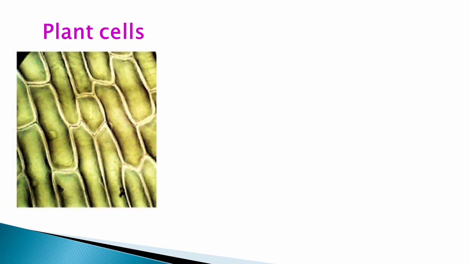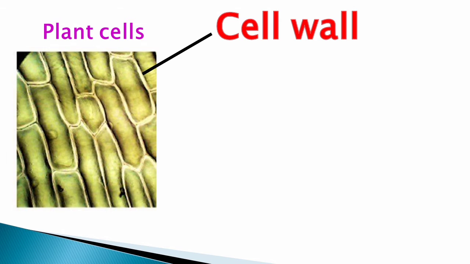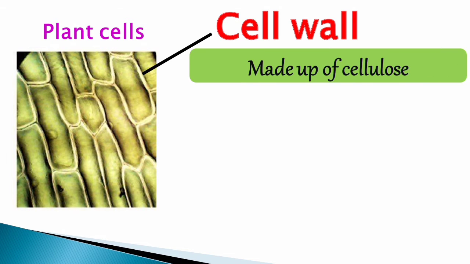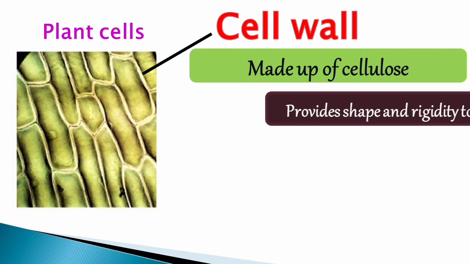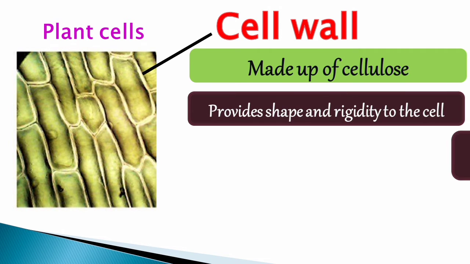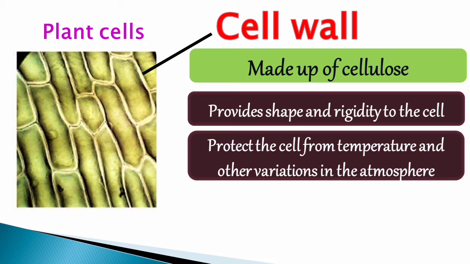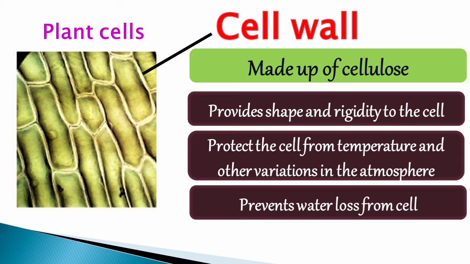In plants, apart from cell membrane, additionally they have a cell wall also which covers the cell membrane. The cell wall is made up of cellulose. The main function of cell wall is to provide a rigidity and shape to the plant cells. The plant cells get protected from the temperature and other variations happening in the atmosphere due to the cell wall. Cell wall also prevent water loss from the cell. But it is to be noted that cell wall is not present in an animal cell. Animal cells only have cell membrane.